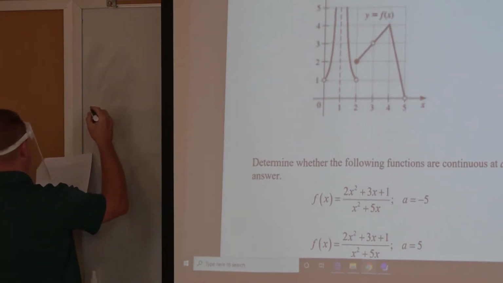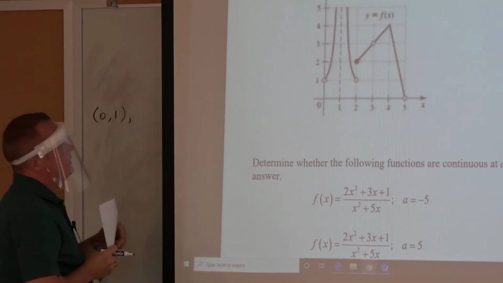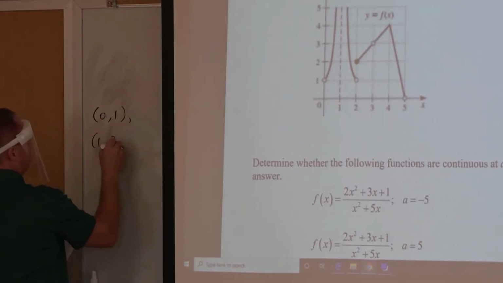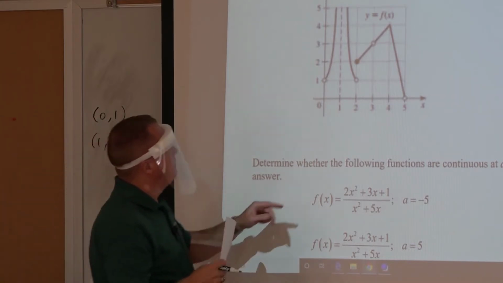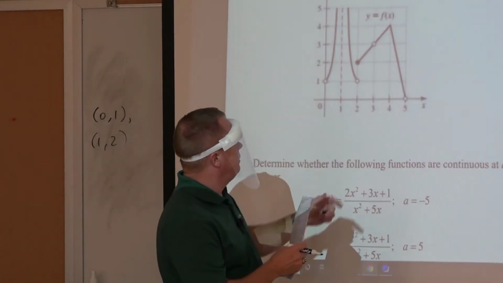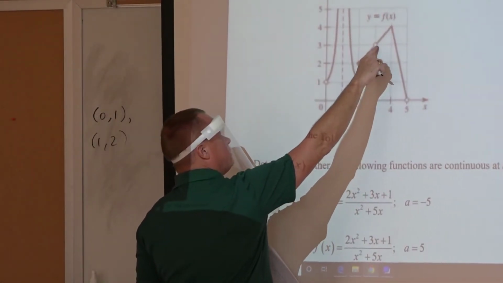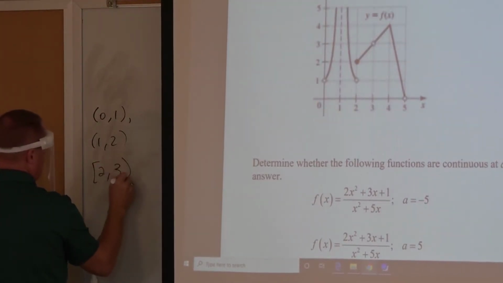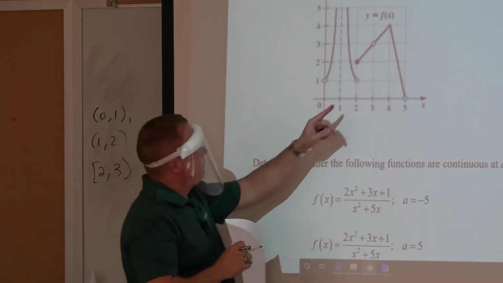Okay, so I would say 0 to 1, okay? And then 1 to 2. Okay, you see that? And then from 2 to 3, right? And it would be continuous here from this 2 to this 3. So I'm going to include 2 on that one. And then 3 to 5.